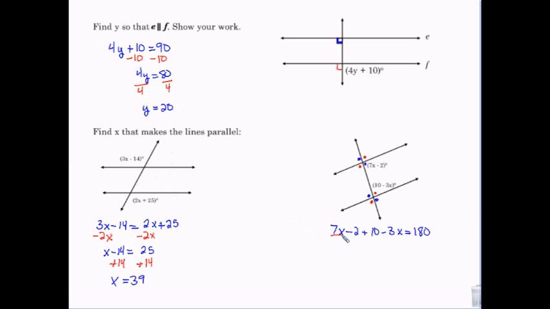Here I have 7x minus 3x, so that's going to give me 4x. And negative 2 plus 10 is going to give me 8. Oops, plus 8, not equals 8. 4x is equal to 172. So that makes x equal to 43.